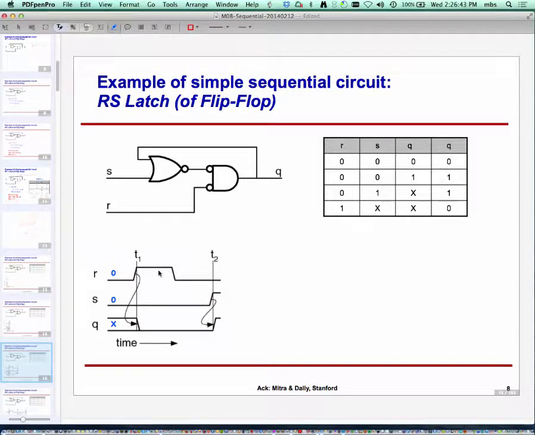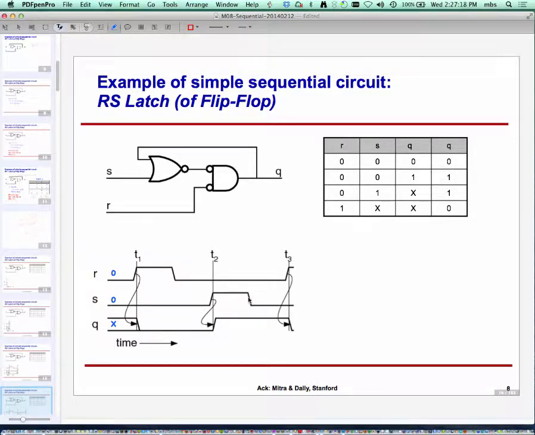Then, let's say sometime later, R goes back to 0. And we know that when R goes back to 0, if R and S are both 0, Q retains its value. So nothing happens to Q. Then let's say sometime T2, S became high. Going back to our table, if R is 0 and S is high, so we are in this row, 0, 1, then Q is unconditionally made 1. So we see now that Q goes to high after a teeny delay after T2.